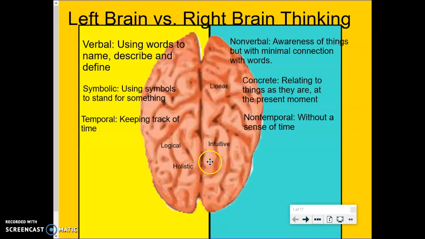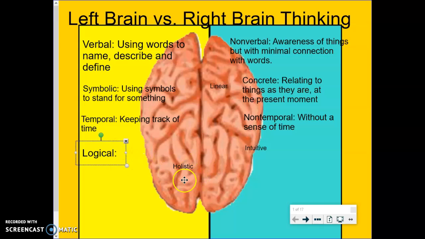So when we are trying to draw what we see, if you're really concentrating, your right brain will shift and you won't care about what time it is. Alright, the next two pairings include the words logical on the left and intuitive on the right. So how these work.